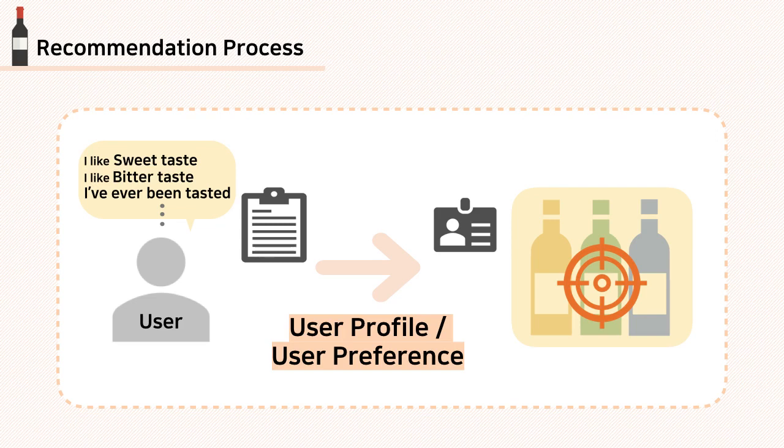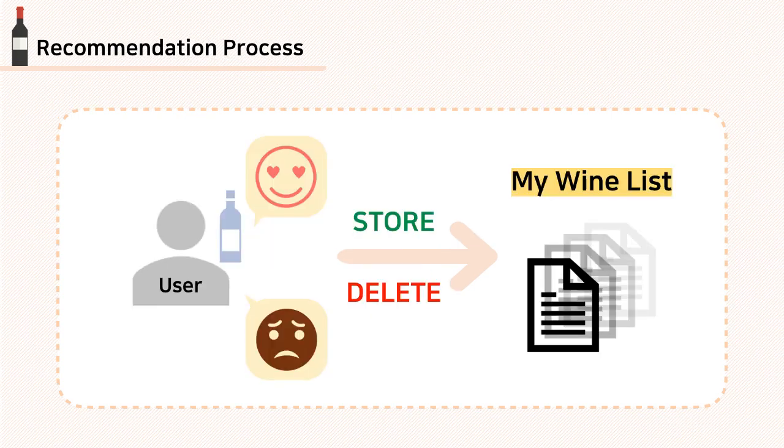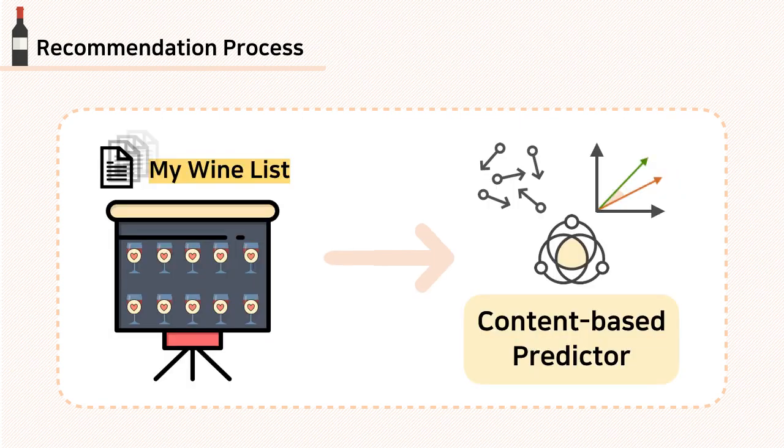Then I'm going to introduce the overall recommendation process. First, the user will give some information to the system, like whether he likes sweet or bitter taste, and whether he has experience with wine. Based on that information, the system will save the user profile and preference. When the user gets a recommendation and tastes the wines, the user can store or delete them from My Wine List. Based on the wine list, the system will implement content-based recommendation and recommend more wines that fit the user preference by various predictors.